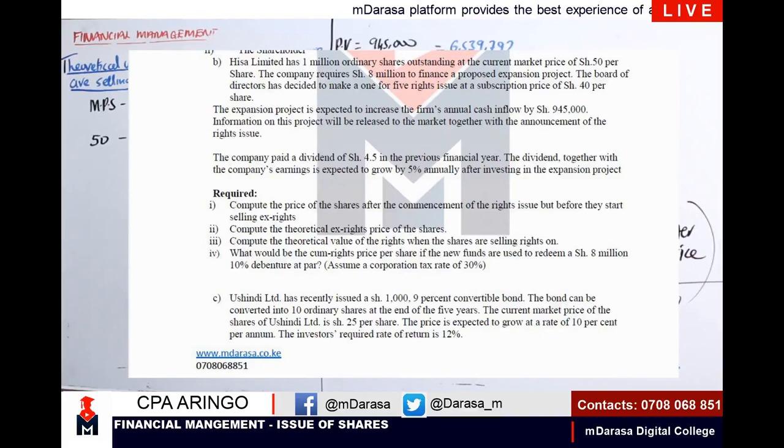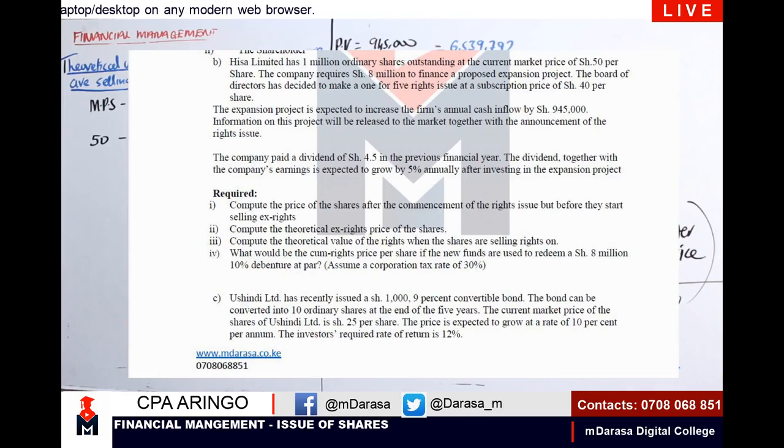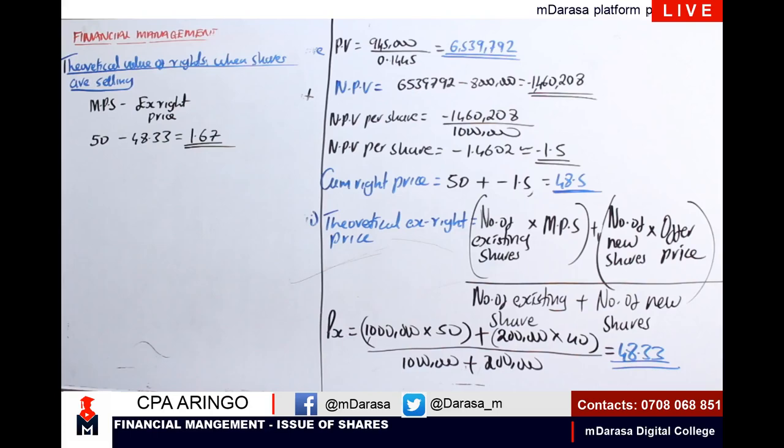So in this case, I'm brought to the idea where we need to determine the cum-rights price if the debentures are redeemed, not issuing of shares. We are told to compute the cum-rights price per share if the new funds are used to redeem 8 million 10% debentures at par. That would be easy, because just like the first item you looked at, this is what you're supposed to do, but this time it is debentures, right?